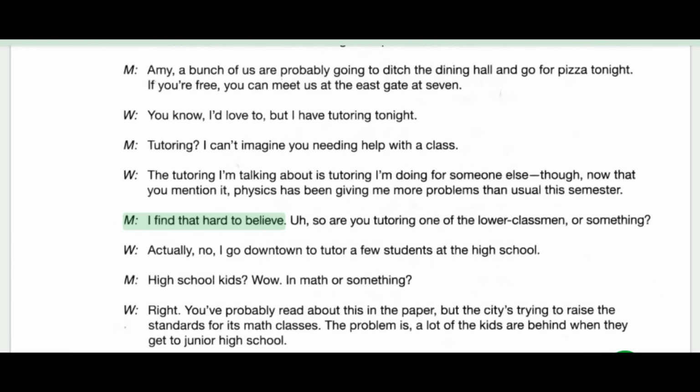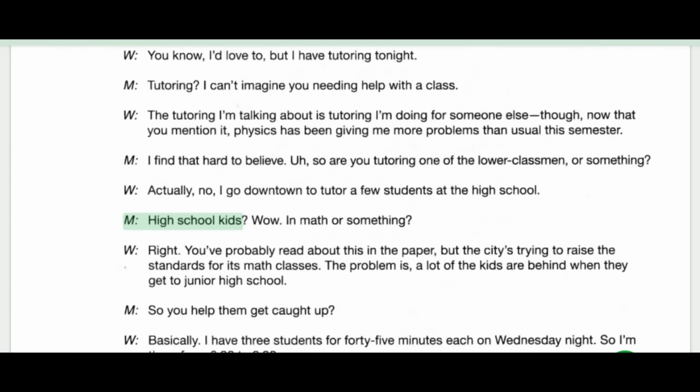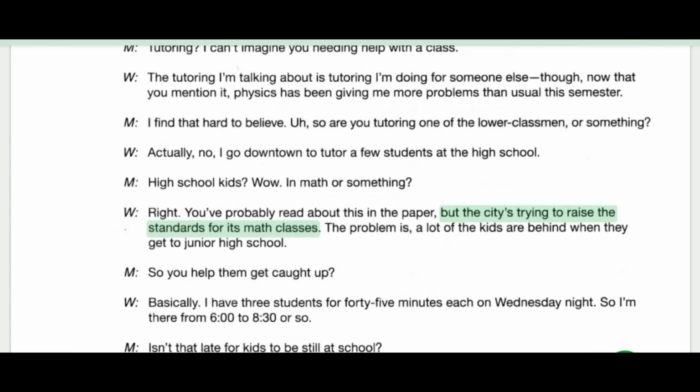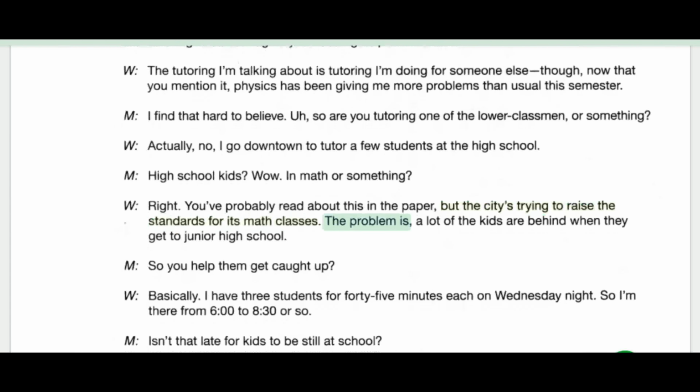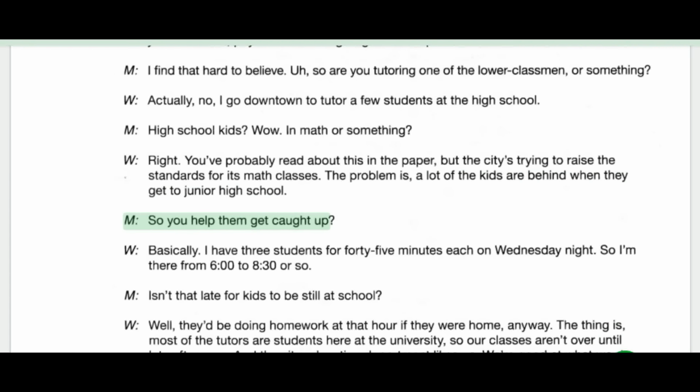M. I find that hard to believe. So are you tutoring one of the lower classmen, or something? W. Actually, no, I go downtown to tutor a few students at the high school. M. High school kids. Wow, in math or something? W. Right. You've probably read about this in the paper, but the city's trying to raise the standards for its math classes. The problem is, a lot of the kids are behind when they get to junior high school. M. So you help them get caught up.